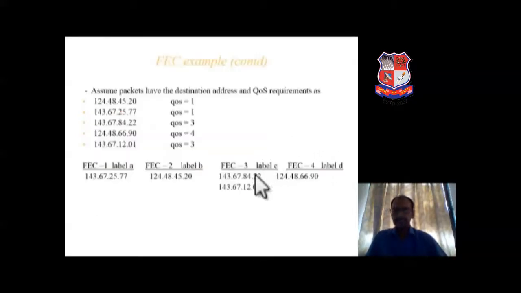In another example, we are not only dealing with address prefix, but also with the quality of service parameter. Now what types of quality of service parameters? This is very important when we want to support various types of applications over the network, and every application may demand a different data rate. So let us see this, where there are 5 destination addresses, and someone can think of just making a group of QoS equal to 1.